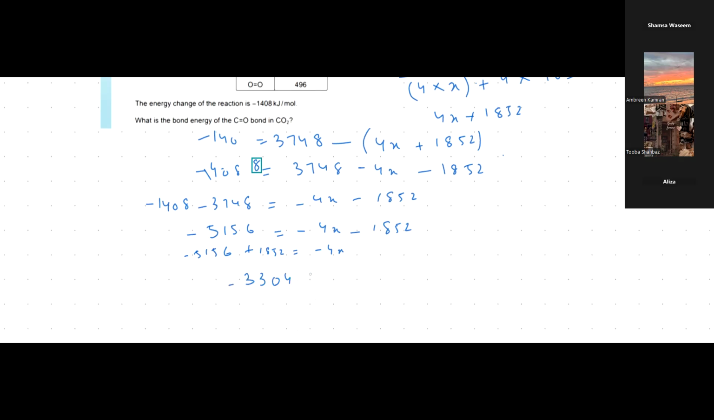Now, this minus minus will be cancelled. So the value of x will be 3304 divided by 4. We get 826. Right? Did you get it? Yes, miss. Okay, so in this way you could just calculate the bond energy of any bond.